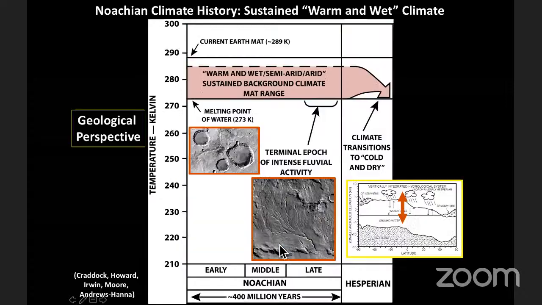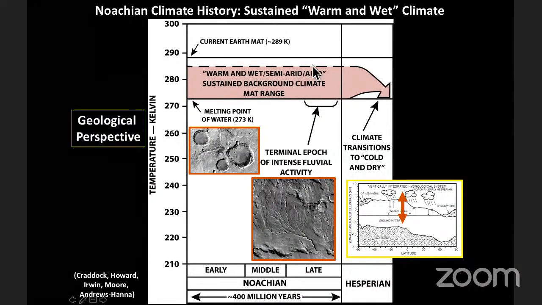So I'm going to come back to this in a minute, but the geological perspective is very simple. We see evidence for valley networks, open basin lakes, increased erosion rates, et cetera. And the geological model, Craddock, Howard, Irwin, Moore, Andrews-Hanna, and others, very excellent work on all of these, hypothesized that the ambient climate was warm and wet, maybe semi-arid to arid, depending on what period of time in here. This was a sustained background ambient climate with the MAT somewhere in excess of 273 K. And they point out this is a terminal epoch in which the erosion increased.